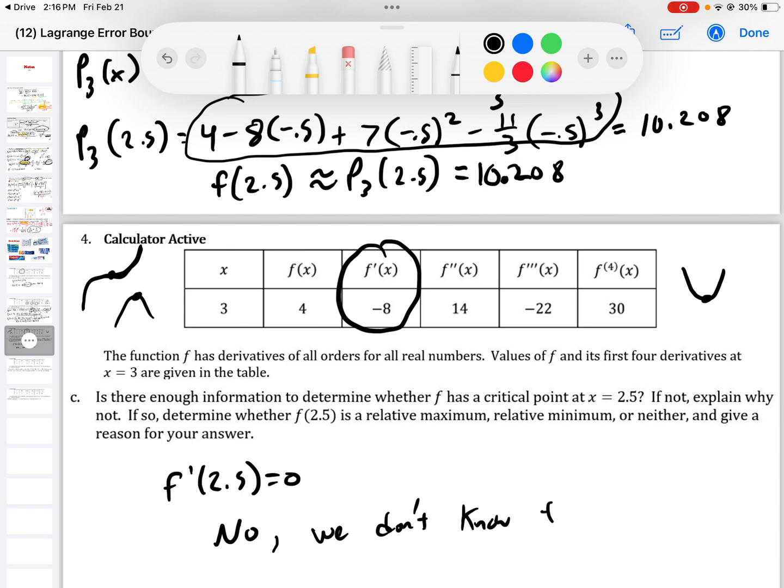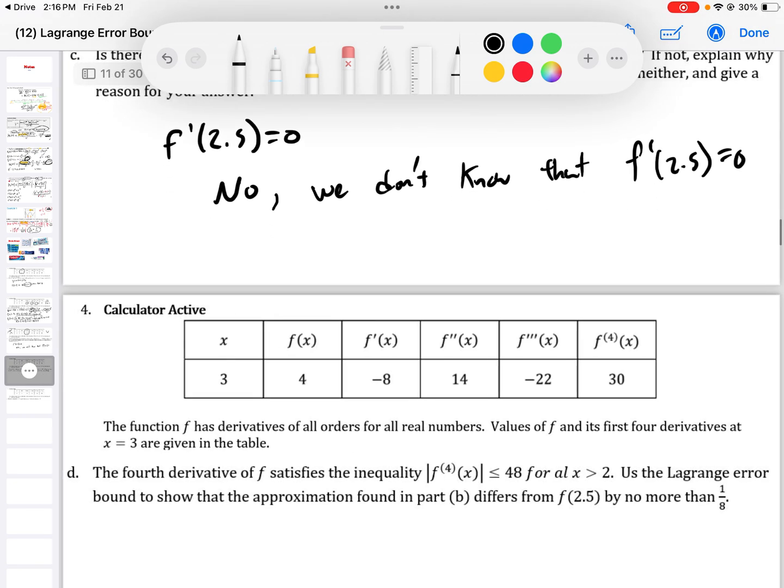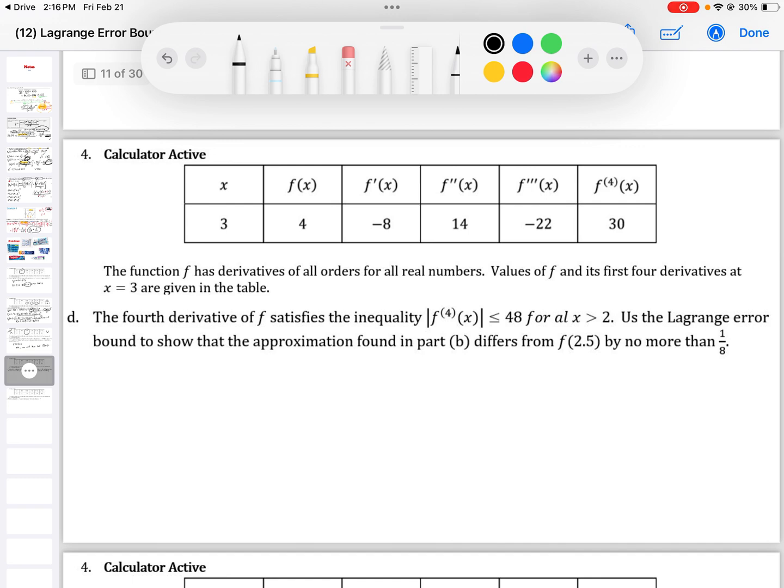The reason we don't know that f prime of 2.5 is equal to 0. All right, kind of a weird question, but anyways. All right, here's the good one.